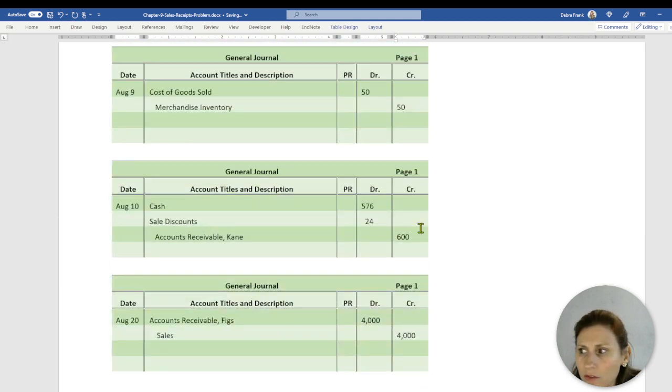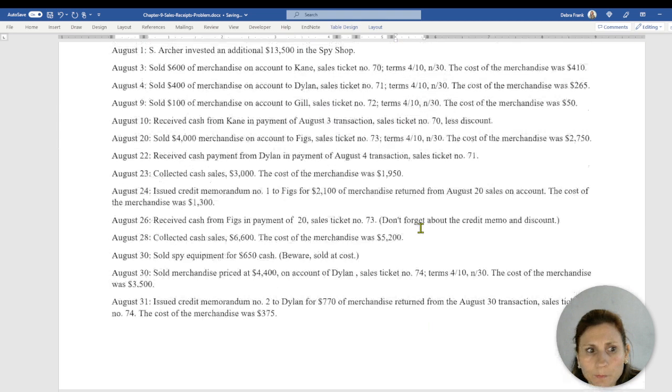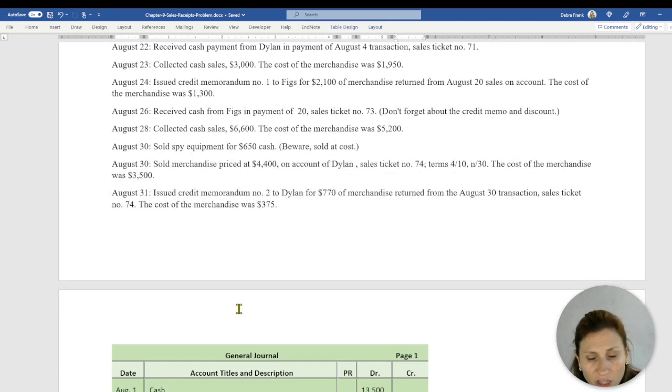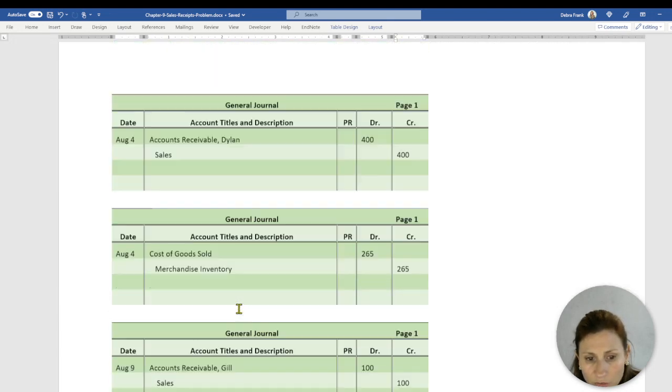So up next, on the 22nd, we received a cash payment from Dylan in payment of August 4th transaction. All right, they didn't say less discount for me, but let's double check. It was on August 4th, okay, and the terms were 4/10, n/30, so it had to be within 10 days. Well, we didn't receive it until the 22nd, way past the 10 days. So the full amount, the full $400 is owed. So let's go ahead and record just cash and then credit our accounts receivable, no discount.